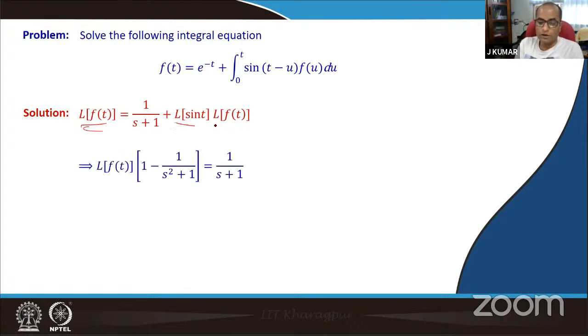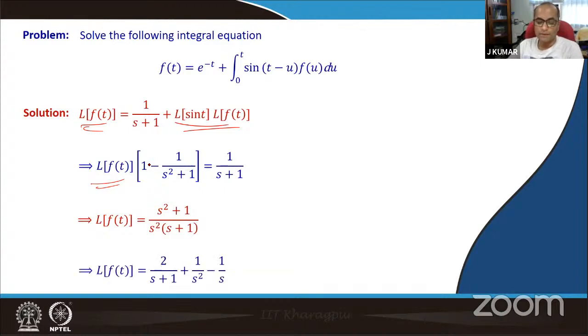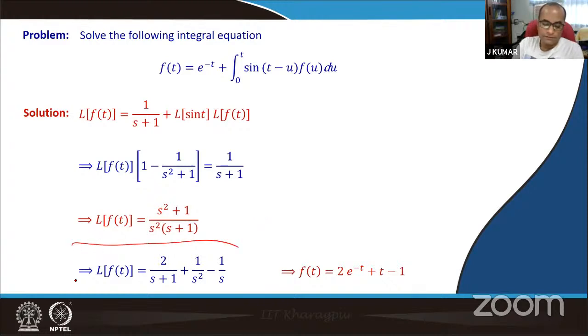Then you take the Laplace transform of f(t) common and simplify. The Laplace transform of f(t) is then 2 over s plus 1, plus 1 over s squared, minus 1 over s. Well, again, the final step, we need to just invert. So we need to get the inverse Laplace transform.